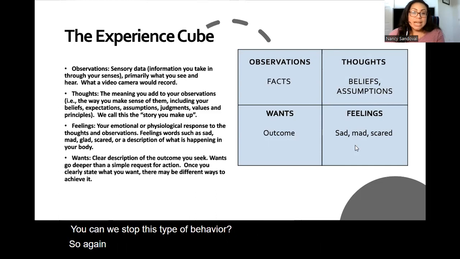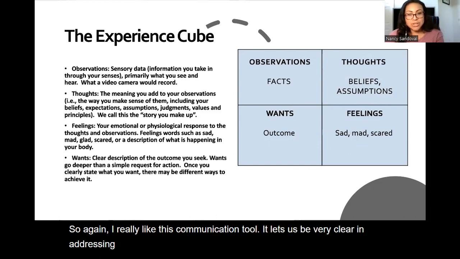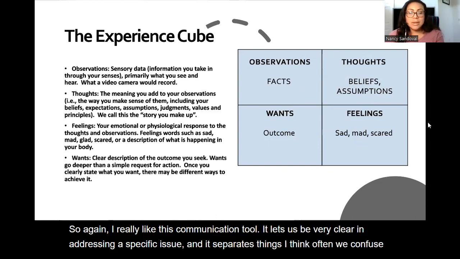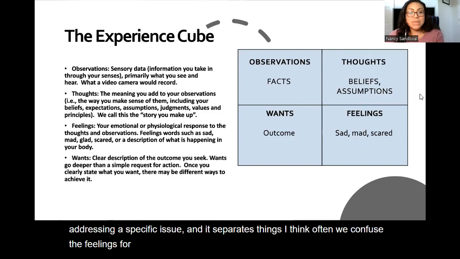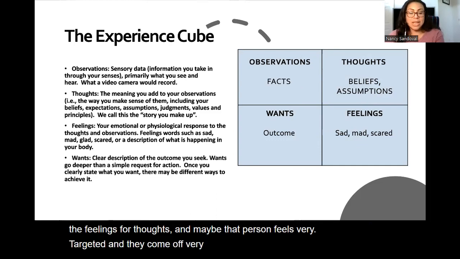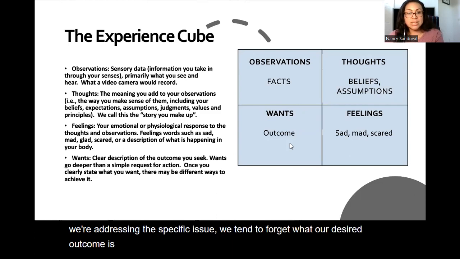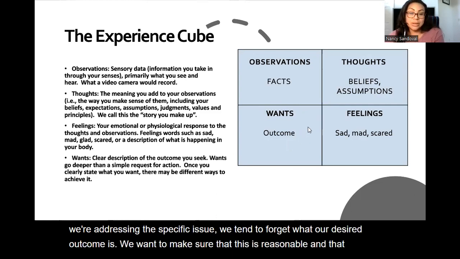So again, I really like this communication tool. It lets us be very clear in addressing a specific issue, and it separates things. I think often we confuse the feelings for thoughts, and maybe that person feels very targeted and they come off very defensive. And I think also, when we're addressing a specific issue, we tend to forget what our desired outcome is. We want to make sure that this is reasonable and that we can both agree.